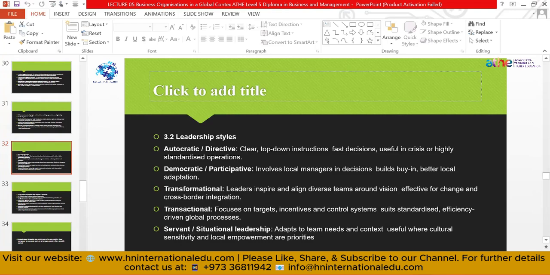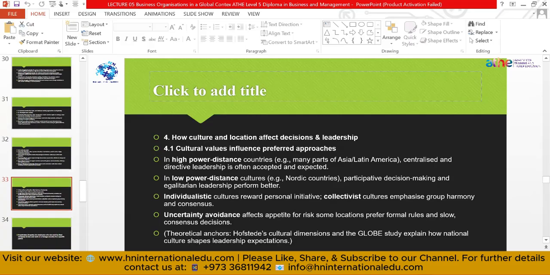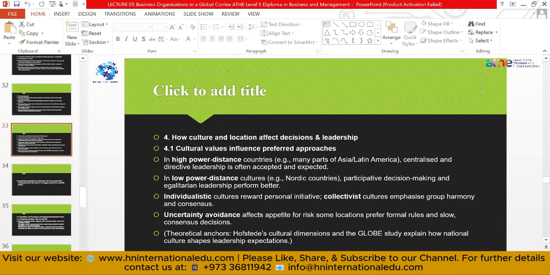where cultural sensitivity and local empowerment are priorities. How culture and location affect decisions and leadership. Cultural values influence preferred approaches. In high power distance countries, for example many parts of Asia and Latin America, centralized and directive leadership is often accepted and expected. That is, you have to follow it.